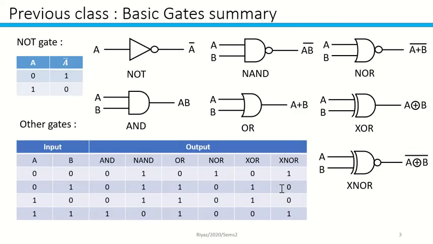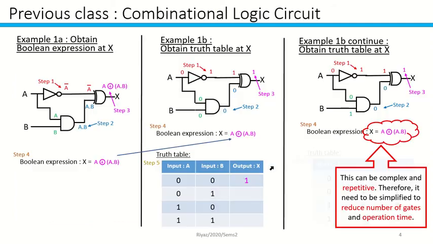In the previous class, I already covered the basic gates, and this is the summary. For the other gates, which are the AND gate, NAND gate, OR gate, NOR gate, XOR gate, and XNOR gate, I also mentioned the combinational logic circuit. Usually we can express any Boolean expression from any combinational logic circuit. So we have a circuit and we can get the Boolean expression, and from the Boolean expression we can also get the truth table.